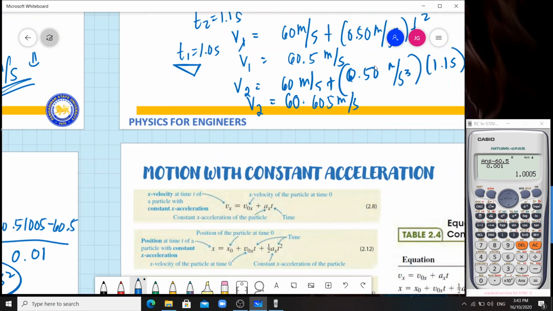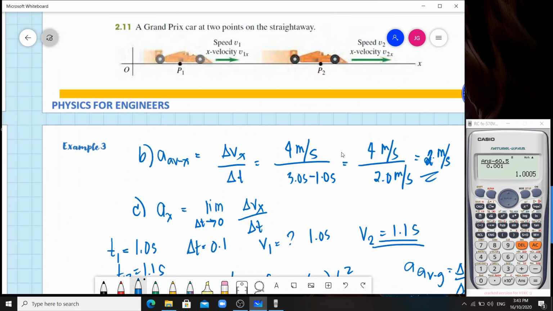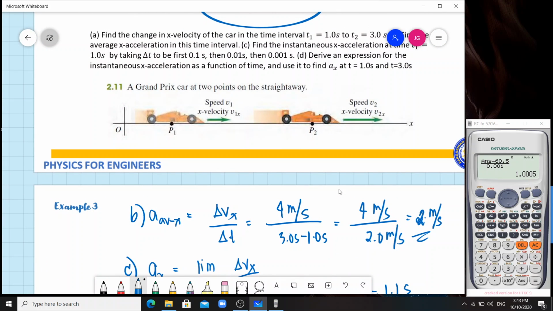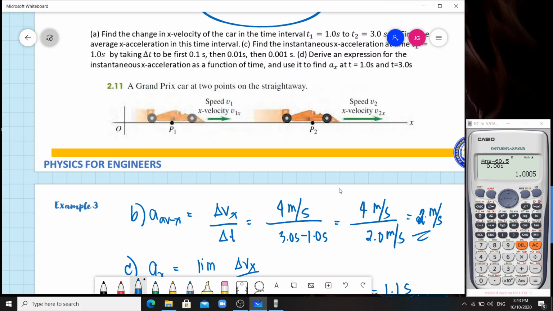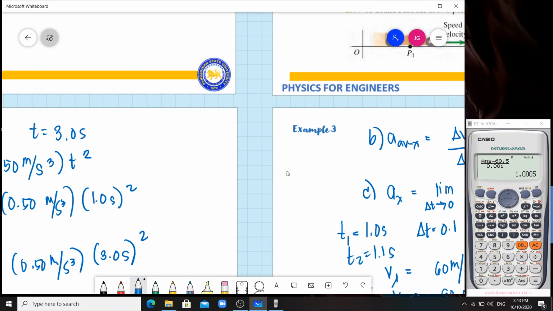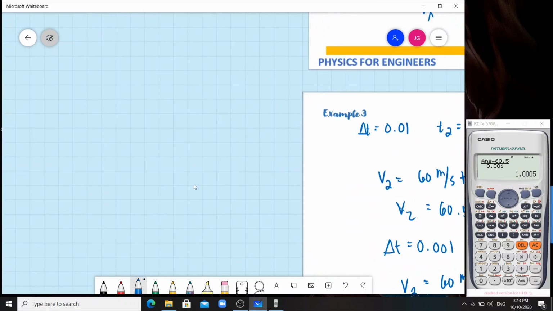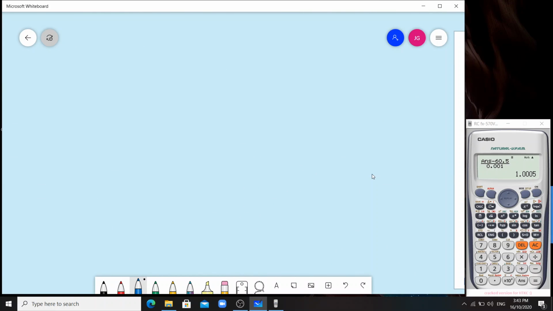Next is what? Meron pang isang tanong. Letter D. Derive an expression for the instantaneous x acceleration as a function of time and use it to find ax at 1 second and 3 seconds. Okay. So, dito na natin sagutin sa gilid. Diba ang given nating function is vx at 60 meters per second plus 0.50 meters per second cubed t squared.